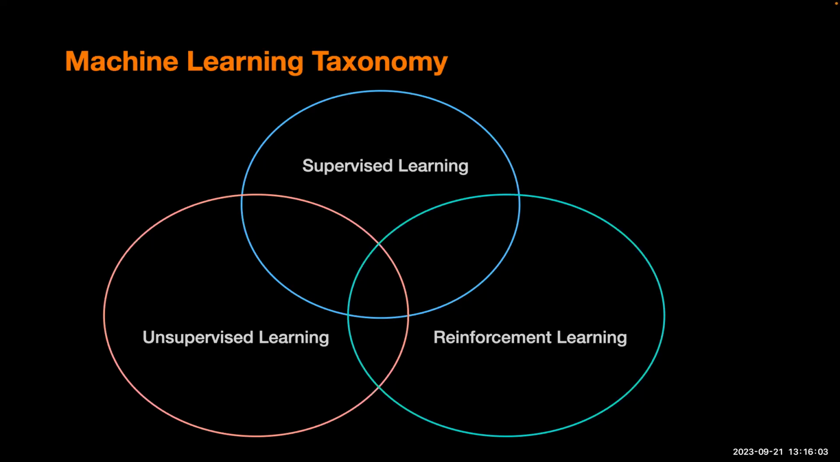But for good reason, because most of the things that we care about in astronomy, techniques in reinforcement learning have seldom been applied. So most of the things that we care about are mostly in the regime of supervised and unsupervised learning. I will tell you what that means.